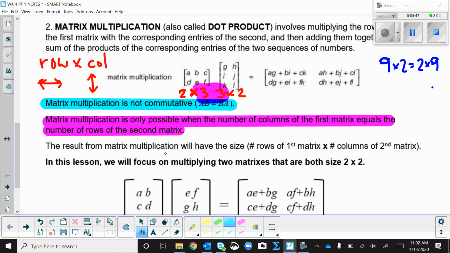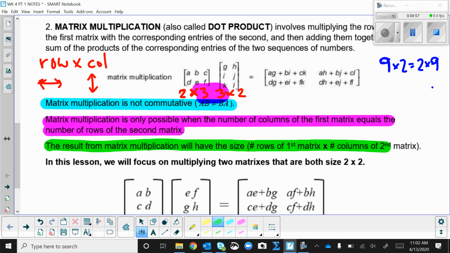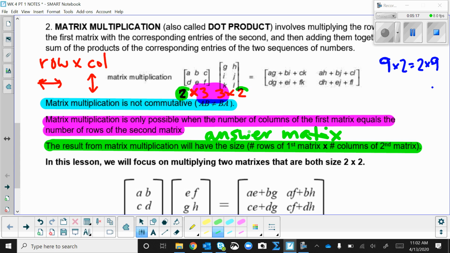And then the next thing I want you to notice is this. The result from matrix multiplication will have this size. The number of rows of the first matrix by the number of columns of the second. And when I say the result from matrix multiplication, I'm talking about your answer matrix, where you put your final results. And that will come from these two numbers right here. So I'm going to read that again, and you look at those green numbers I just highlighted.